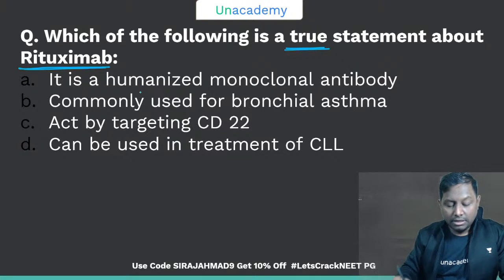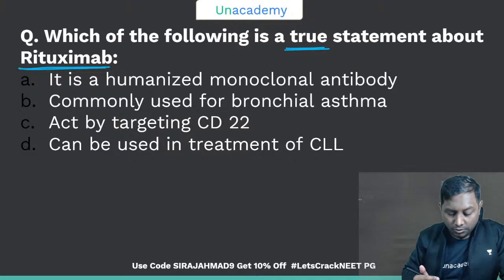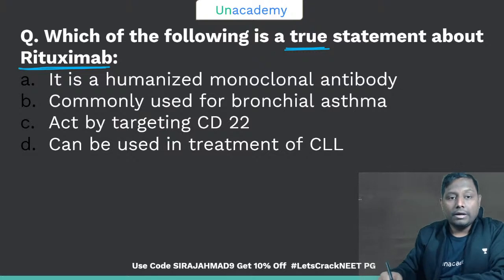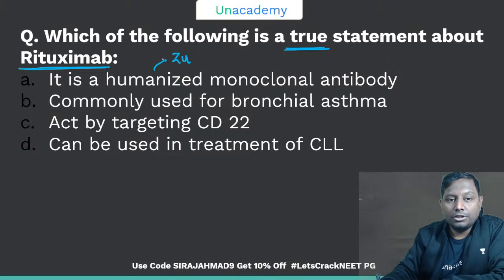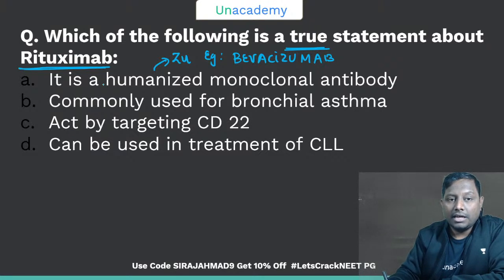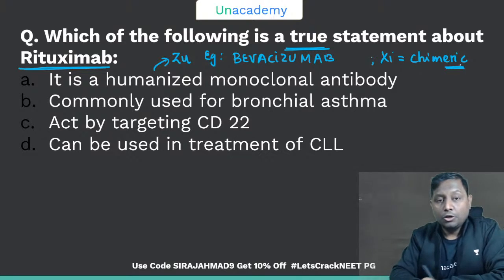Option A is saying that it is a humanized monoclonal antibody. Is it a humanized monoclonal antibody? How does the name of a humanized monoclonal antibody look like? If it is humanized, there will be ZU in the name. Example: Bevacizumab is one example of a humanized monoclonal antibody. When the name has XI in it, that will be a chimeric monoclonal antibody. This will be a chimeric and not a humanized monoclonal antibody.